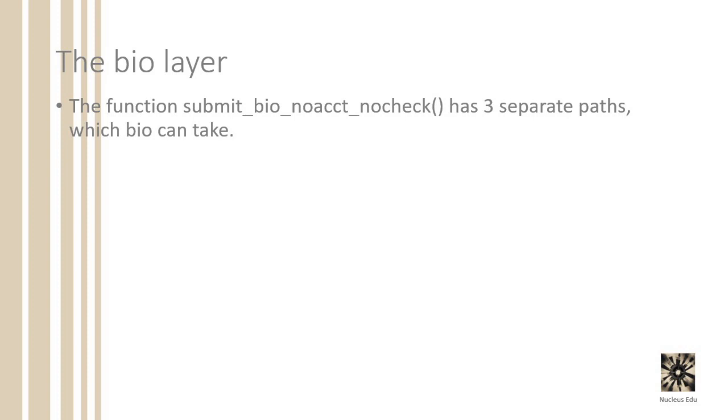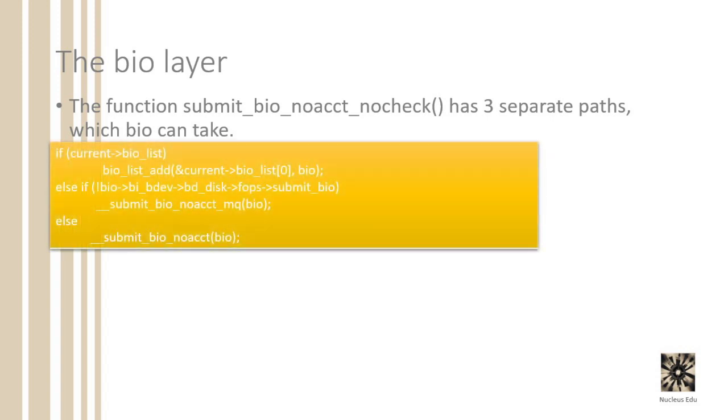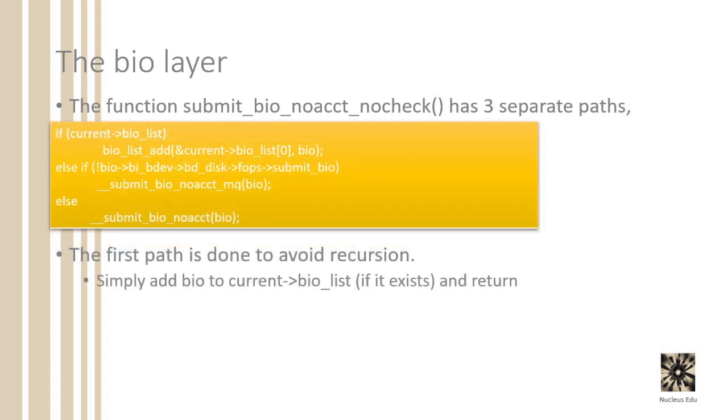So in this function, there are three distinct and separate paths which the bio can take, and this is that piece of code. The first one clearly checks whether the current running process has a bio_list defined. If it does, it just adds the current bio to that list and returns from there. So this is the first part, which is done to avoid recursion, and we will see how that helps in the coming slides.